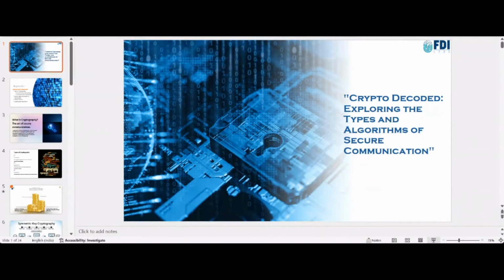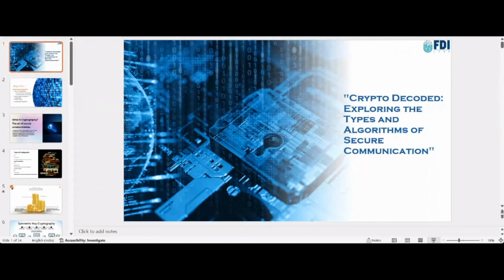And what are the types of cryptography? Symmetric key cryptography, asymmetric key cryptography, and hash functions. For now, symmetric key cryptography uses a single key, and asymmetric key cryptography uses two keys. In upcoming slides, we'll see in detail.